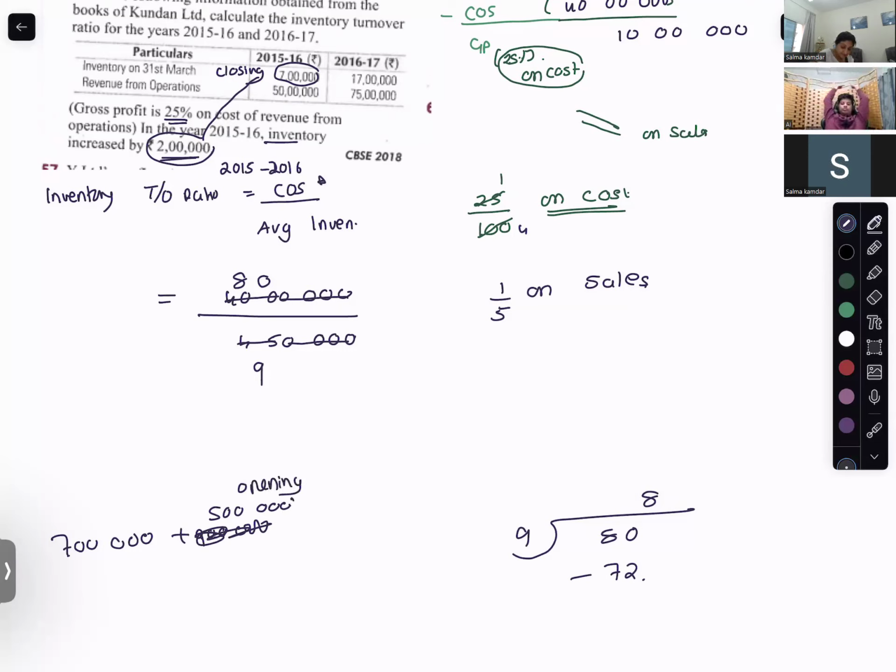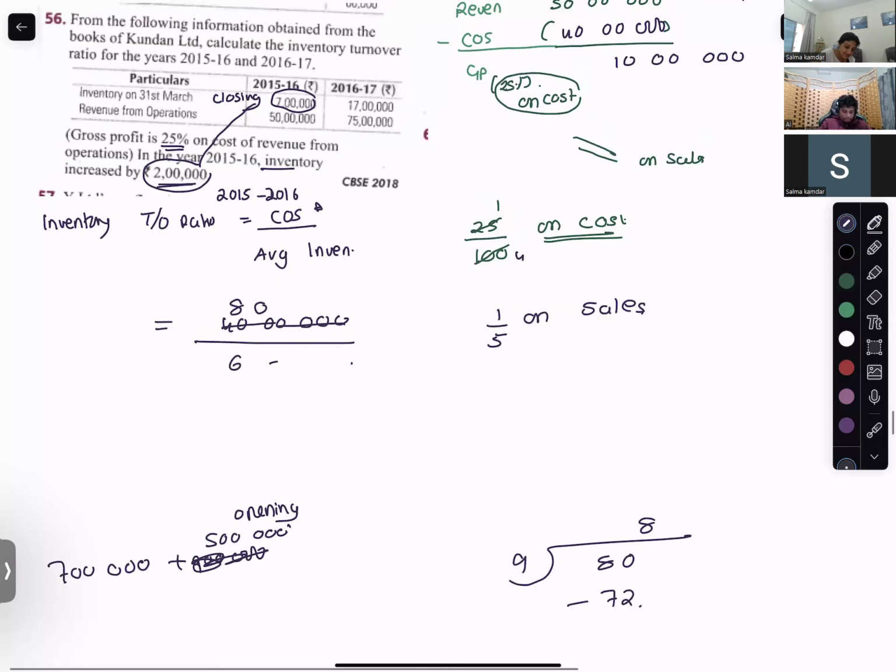So closing inventory is how much? Opening plus closing is 12 lakh, and divided by 2, it is 6 lakh. They said that in the current year your inventory increased by 2 lakh. That means 7 lakh is after the increase. So opening was 5.